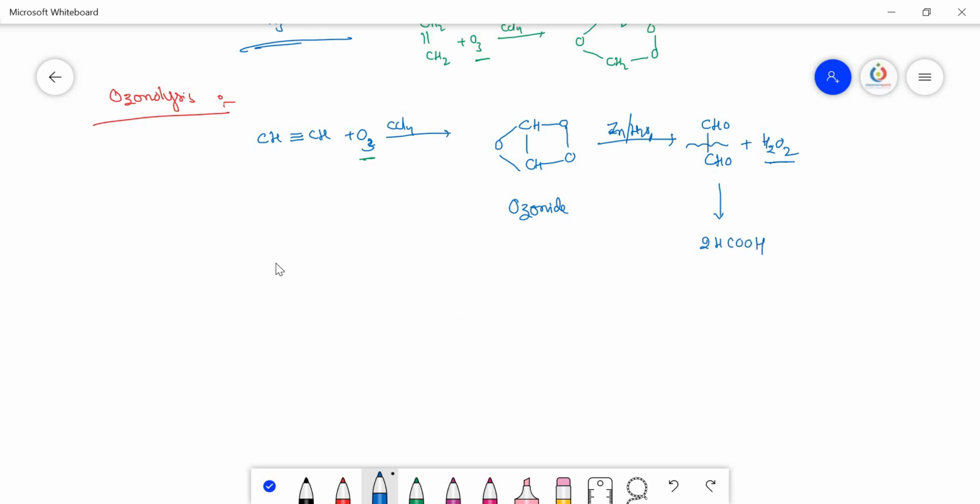A similar example I'll take, a general example: R C triple bond C R dash plus ozone in the presence of CCl4. Okay, so you write down the ozonide here, R dash. This is the ozonide, and use zinc H2O. We feel this is reductive ozonolysis, but it becomes automatically oxidative ozonolysis. So initially reductive cleavage takes place.